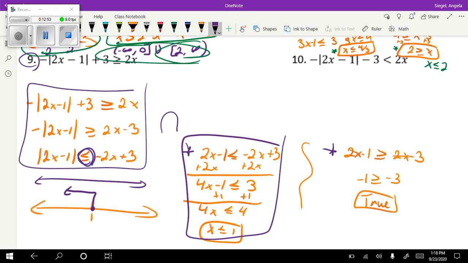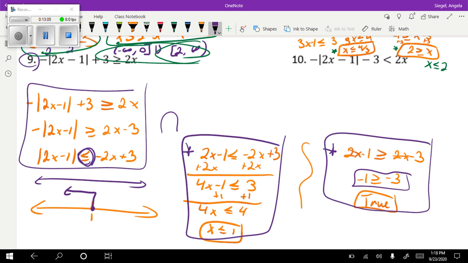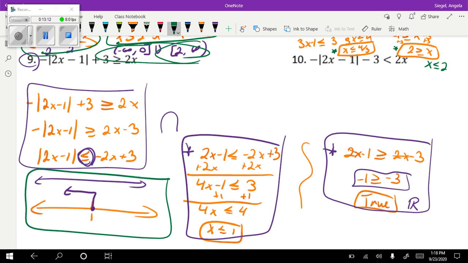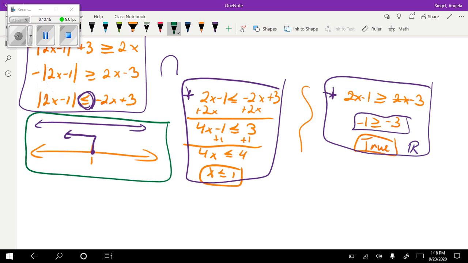This one just played out normally, so I had x is less than or equal to 1. This one, the two x's canceled out, and so I was left with negative 1 is greater than or equal to negative 3. This is a true statement, so remember, any number will work there. I showed my graph over here, and because it's an intersection, I'm interested in what they have in common. So they have up to 1 in common. So my answer would be negative infinity to 1 bracket. And I think I want to stop there because we've gone over a lot.